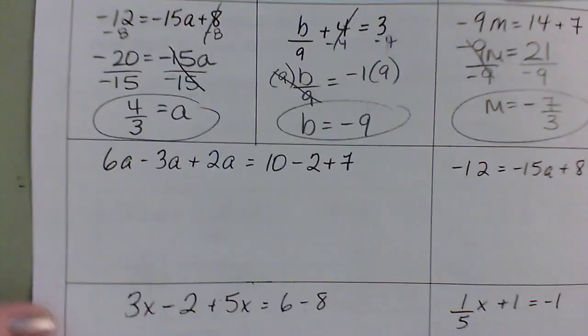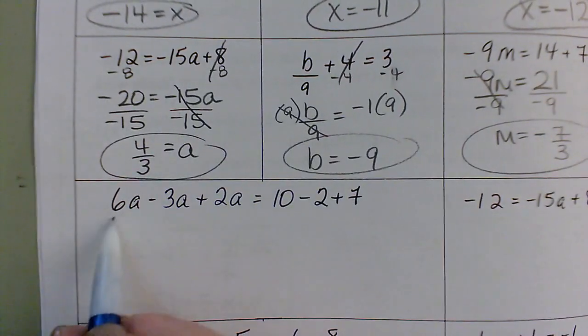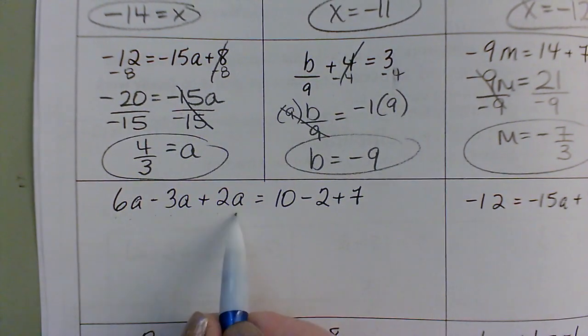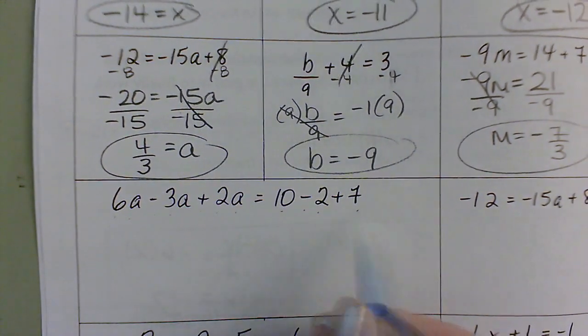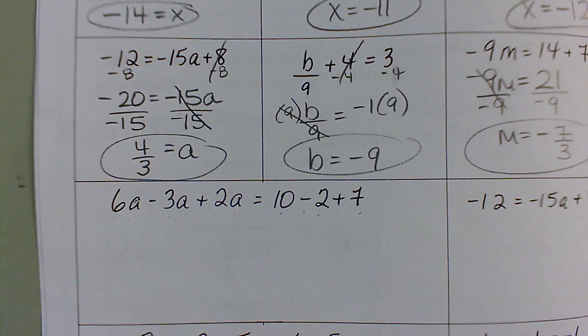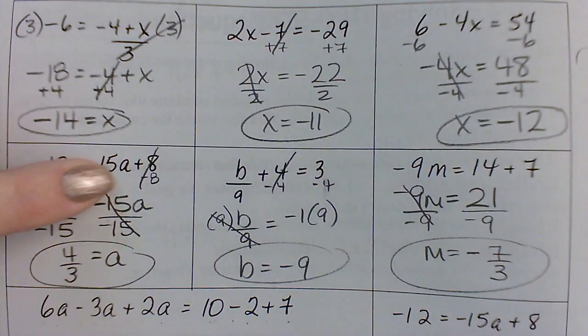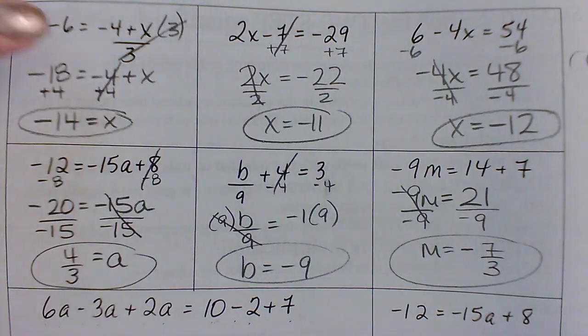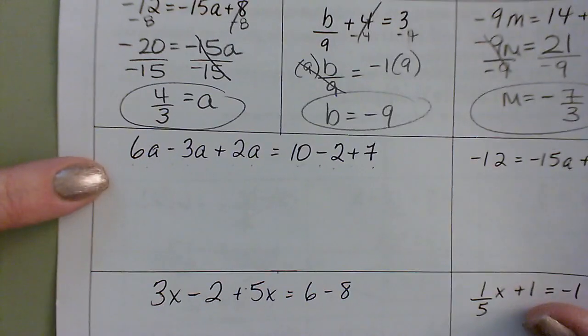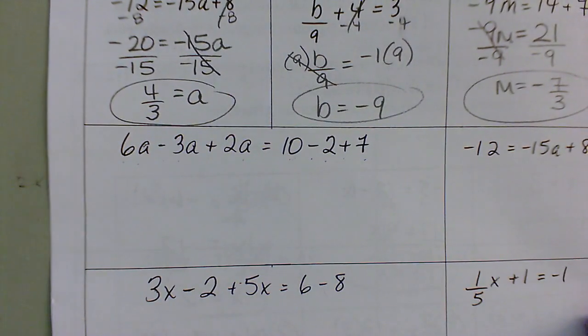Let's go to these right here. I've got negative 6a minus 3a plus 2a equaling 10 minus 2 plus 7. Okay? I cannot get an a by itself unless I have one a, right? All of these equations have had one a or one x, one variable. I have 3 of them at the moment. So put them together.